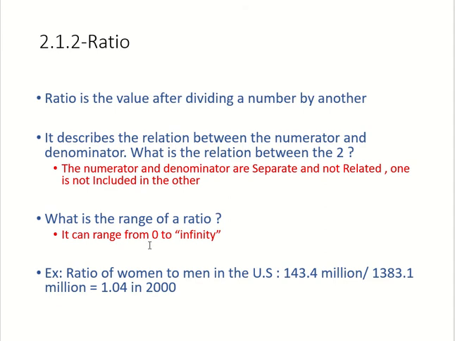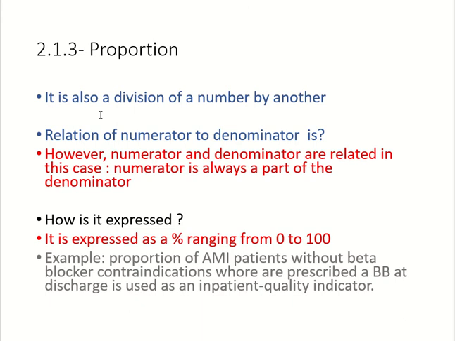So when we say the ratio of something to something, the numerator does not include the denominator, and the denominator does not include the numerator. Proportion is also a division of a number by another. However, the numerator and denominator are related in this case. The numerator is always part of the denominator. It's like a percentage. Okay, so we express it as a percentage, and it ranges from 0 to 100. So for example, the proportion of AMI patients without beta blocker contraindications who are prescribed a beta blocker at discharge is used as an inpatient quality indicator.